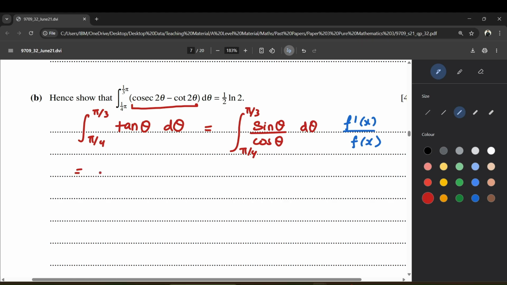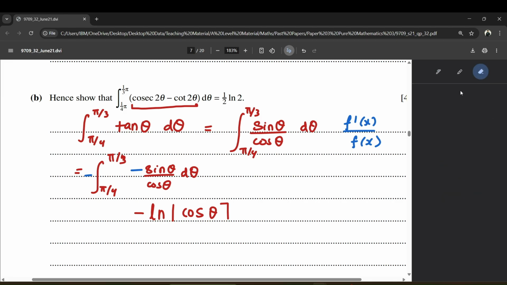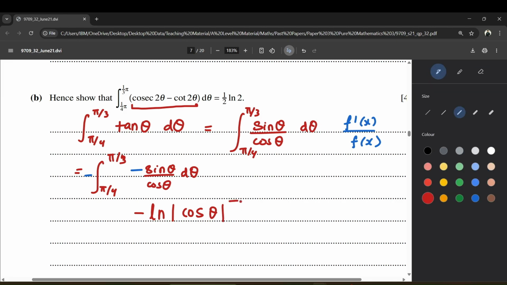So what I'm going to do here is, pi over 3, pi over 4, sine theta over cos theta. Now I'm going to put a minus sign over here and a minus sign outside, to balance it out. And we have d theta. Now you can see that this is exactly in the form f dash x over f of x. So therefore I can integrate this, and we have minus ln cos theta, and the limits will be pi over 3 and pi over 4.